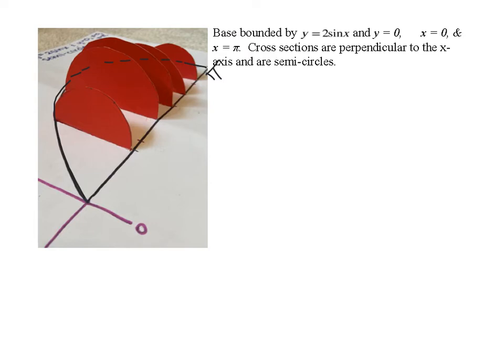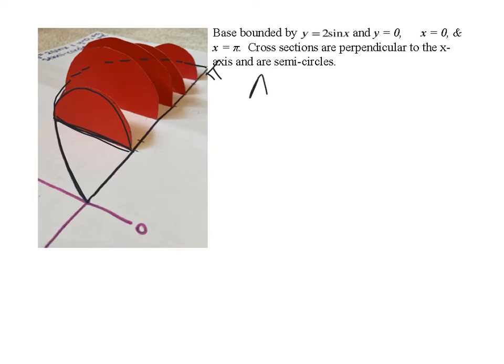So the base is bounded by some sort of region that's given to you. Your cross sections are perpendicular to the x-axis and are semicircles. So if you have semicircles, the diameter is in the plane, and then the semicircles are popping up out of the paper. What you would want to do is find the area of a specific cross section and then add infinitely many of those together, which would be represented by an integral.